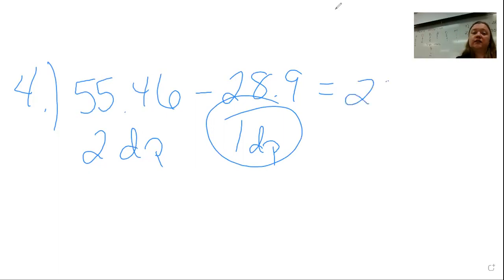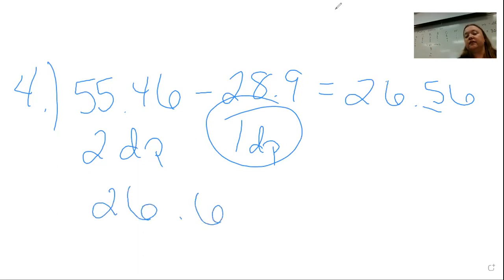So we get 26.56. That's what our calculator spits out to us. Now we have to round that to the first decimal place. So the number after the first decimal place is a 6, so we're going to round up to 26.6. So that's addition and subtraction.